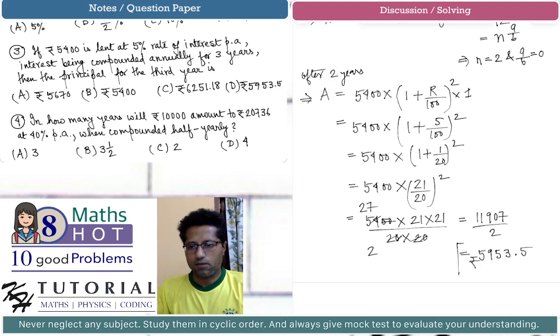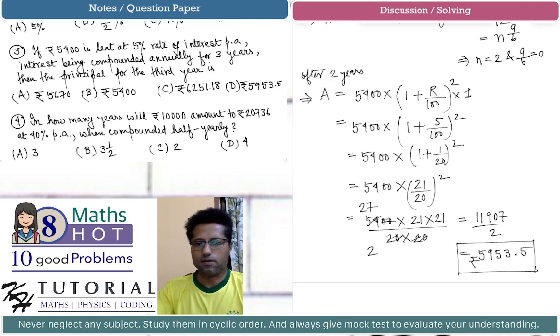So this is the amount after 2 years, which is also the principal for the third year, and the question has asked for the principal for the third year. So the correct choice is D. D is the correct choice.